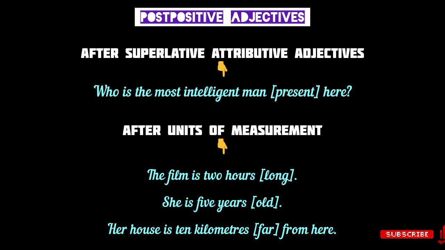And then post-positive adjectives are also used after units of measurement of distance, time, etc. The film is 2 hours long. As you know, an hour is a measuring unit of time. So the adjective long used here after the noun hours is a post-positive adjective here. Years is also a unit of time. So the adjective old following the noun years is a post-positive adjective. And in the last example, kilometers is a unit of distance. Hence the adjective far coming after the noun kilometers to modify it is a post-positive adjective as well.